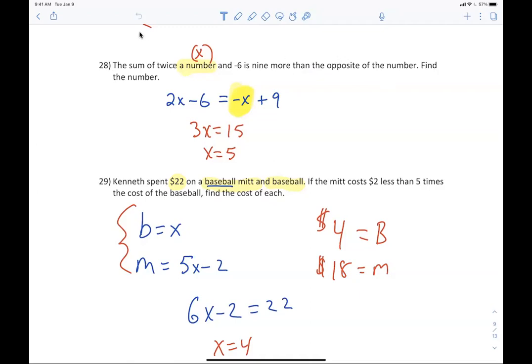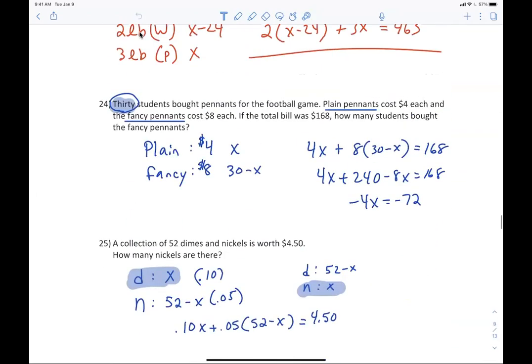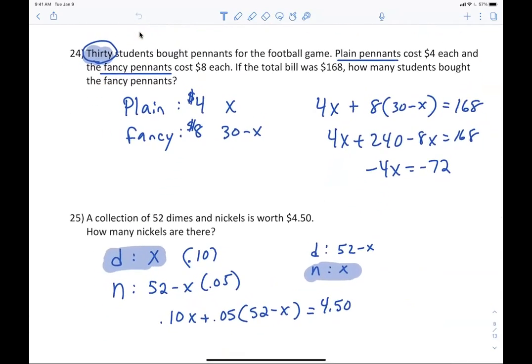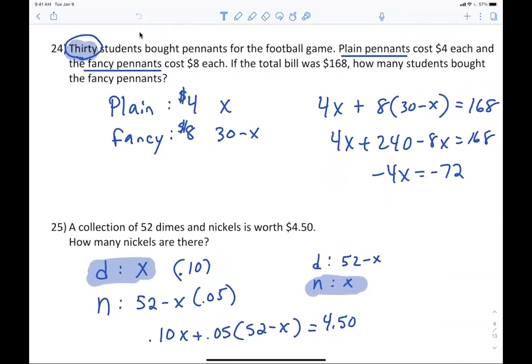Which one? 24. All right, so I'm going to pull up 24. Here we go. Now, again, I'm going to change this next year because everyone said peanuts, all right? But these were actually pennants. Now, again, plain is $4. Fancy is $8. Do you agree? And it says there were a total of 30.